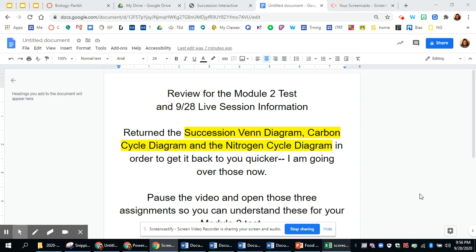These are things I passed back without grading. I don't need you to turn them back in, but I'd rather you have them to study for, and I wanted to go over them with you.